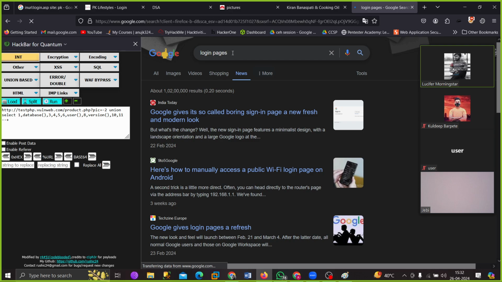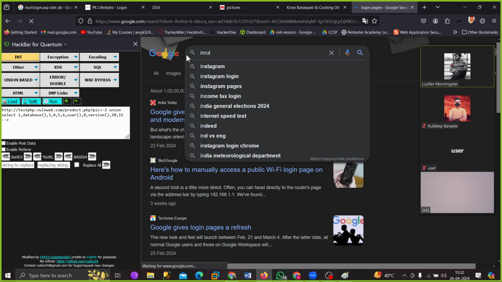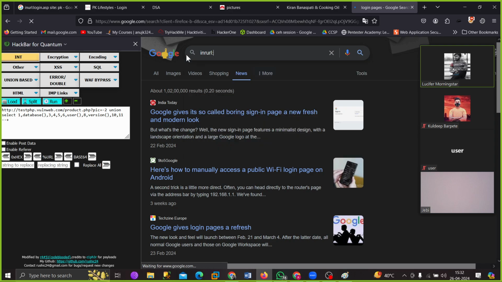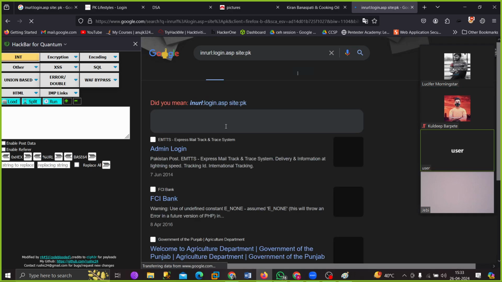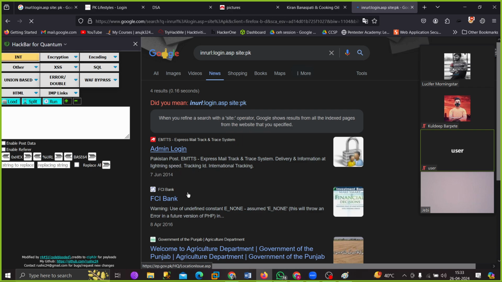Okay, 1 second. In URL. Again, ASP. Why am I using ASP? ASP is the extension for login pages, right? That we use. Correct. And site, I can say Pakistan. I can just put it PK for Pakistan, right? So we can get only Pakistan websites right now.